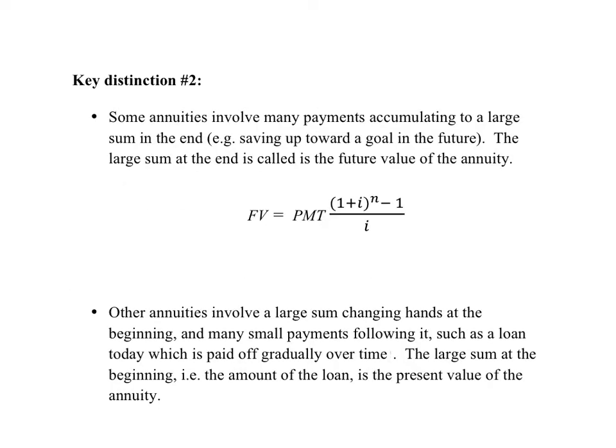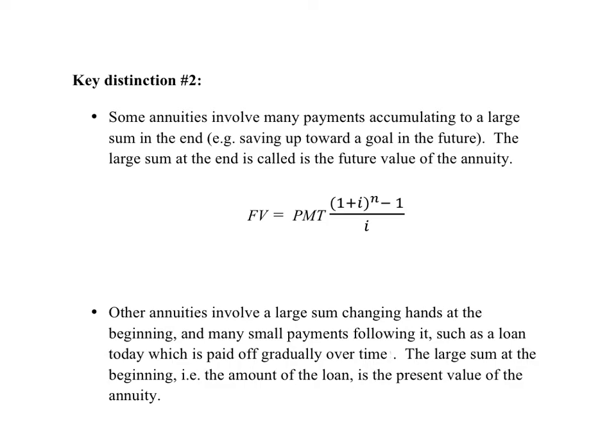Once you know that you're dealing with an annuity, there is a second key distinction. Some annuities involve many payments accumulating to a large sum in the end. So all of our problems involving saving up towards some goal in the future, where there's a big amount of money at the end of the process, that is one category, and that large sum at the end is called the future value of the annuity. So certain kinds of annuities involve payment, then a large sum at the end.